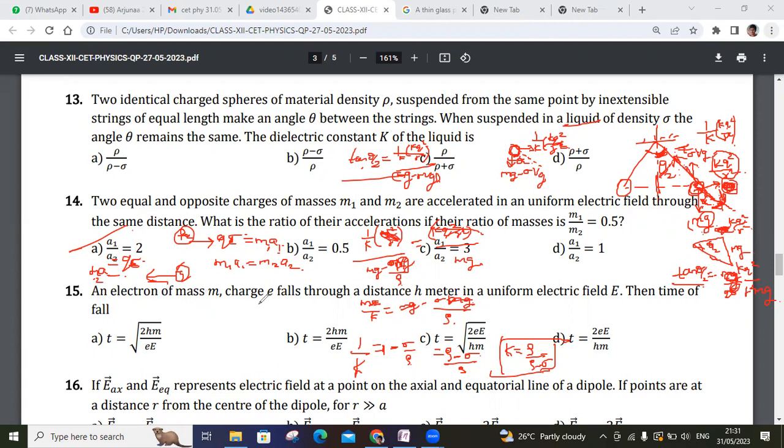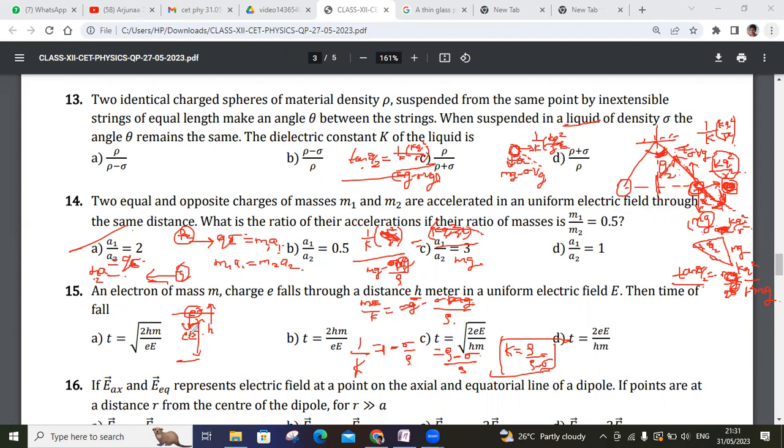Then, an electron of mass m, charge e, falls through a distance h in a uniform electric field. If the electron is falling, the electric field is like this, so the force on it will be of magnitude eE. They want the time of fall. How to get it? They have given the distance h and the time t.